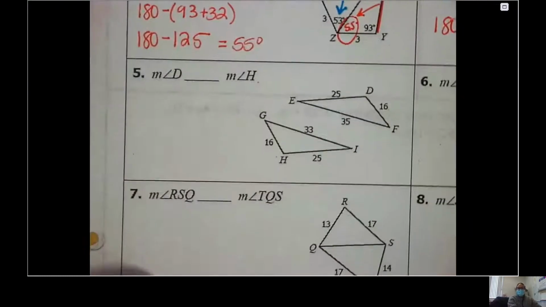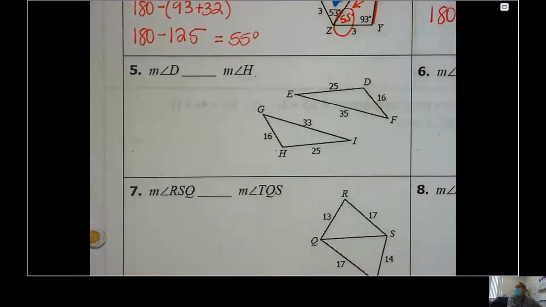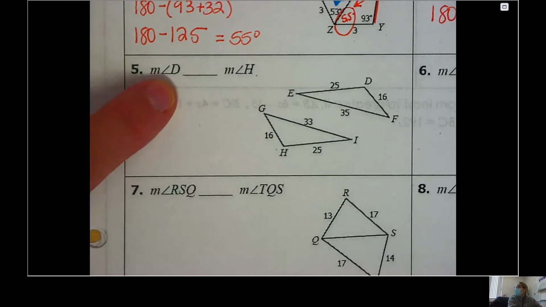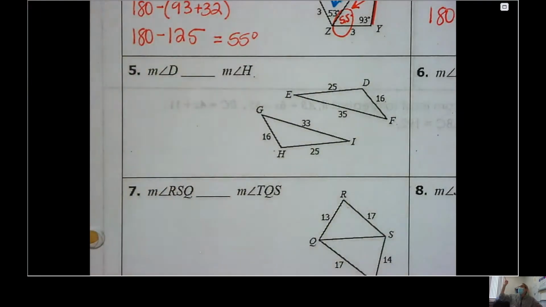All right, now, number 5 is a little different. Why is number 5 a little different? What's different about 5 than the ones we just did? It's got M of, this is an angle this time, measure of an angle. So instead of me going from a side to an angle, I'm going to go from an angle to a side this time. I'll go the opposite way.